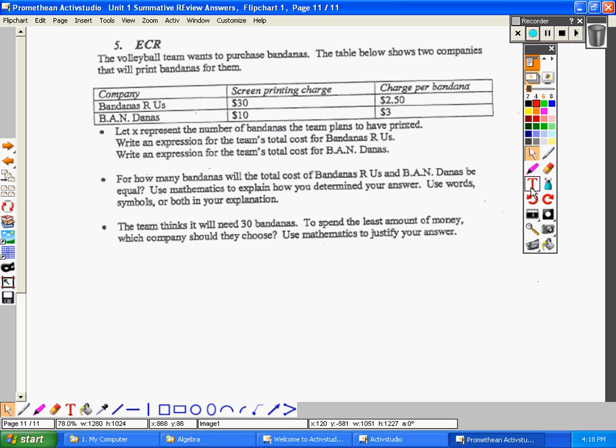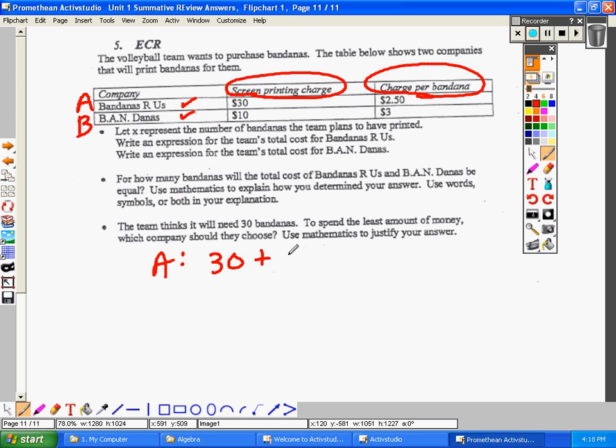Okay. The volleyball team wants to purchase bandanas, so that shows 2 companies. Here's company 1 and here's company 2. Right? So first of all, there's a screen printing charge, which is a one-time charge, and this is the charge per bandana. So we're going to call the companies A and B. So A, to find out how much A is going to cost you, it's the $30 printing charge plus 2.5 a bandana. Get a lowercase b.